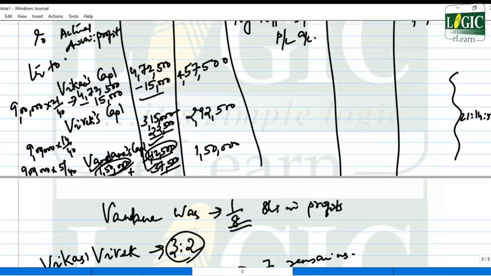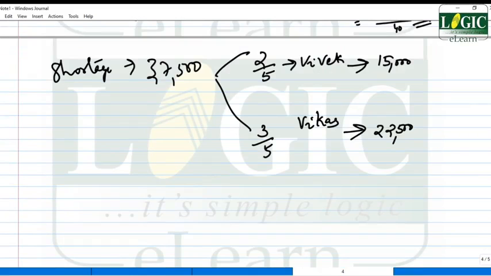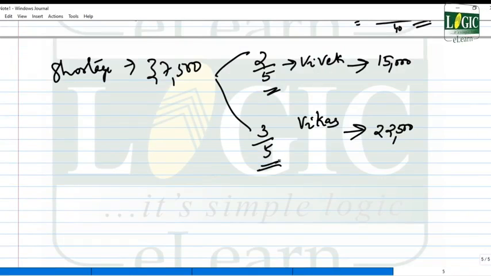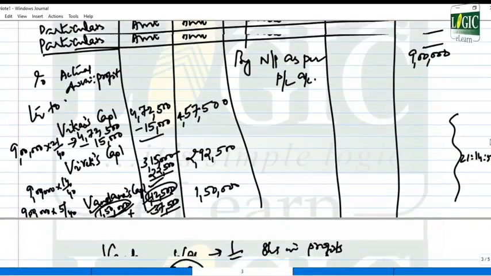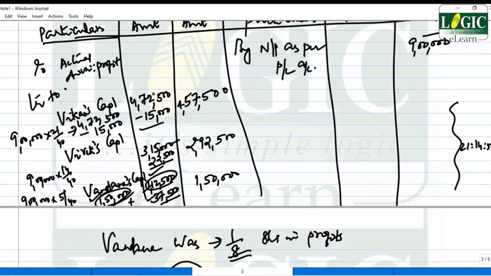Vikas and Vivek had agreed that if any deficiency is there because of Vandana's guarantee, they will be sharing it in the ratio of 2:3. So this 37,500, which was Vandana's deficiency, which you are supposed to give to Vandana, is to be borne between Vikas and Vivek. 37,500 is to be deducted, and it is to be shared in the ratio 2 by 5 and 3 by 5. So 15,000 and 22,500.